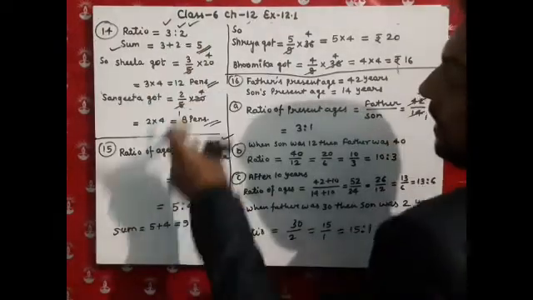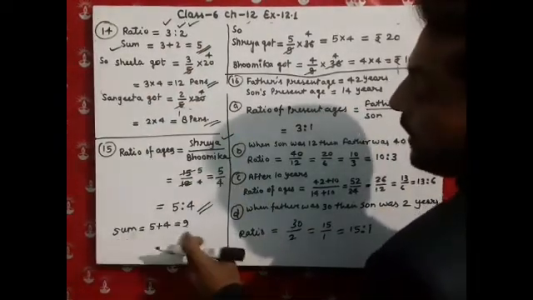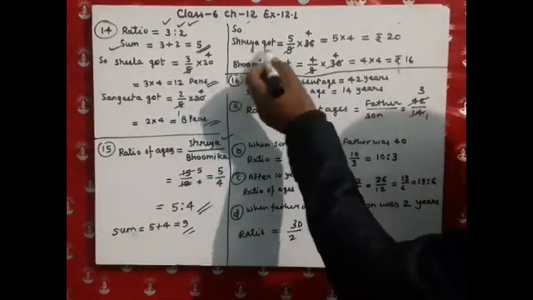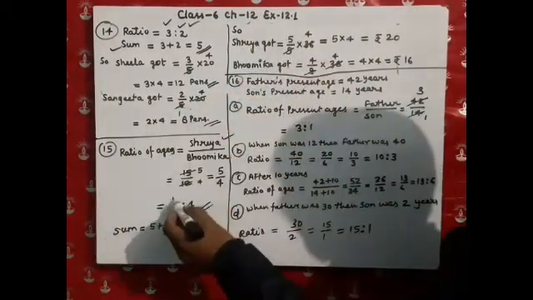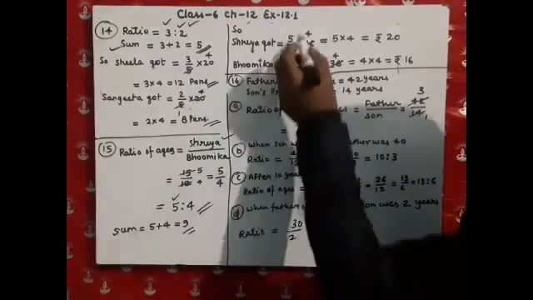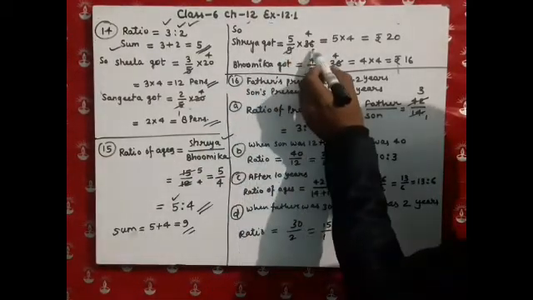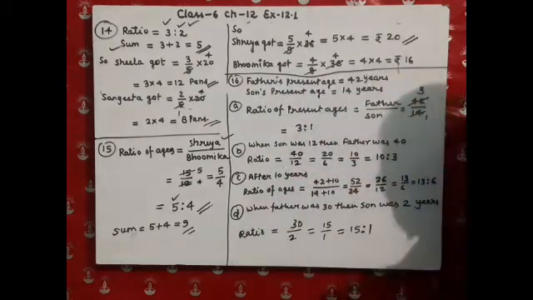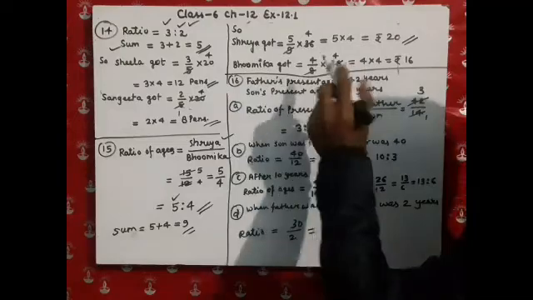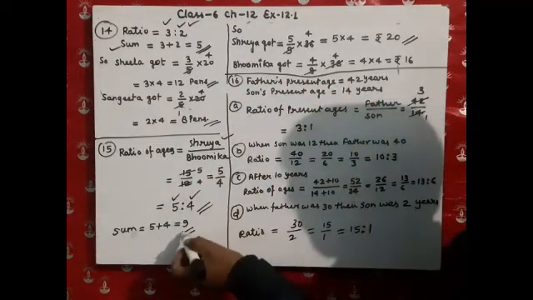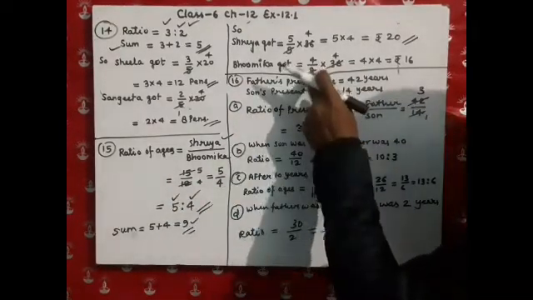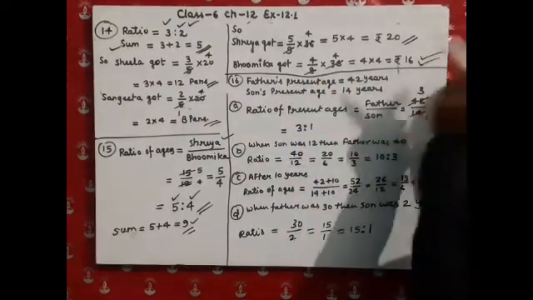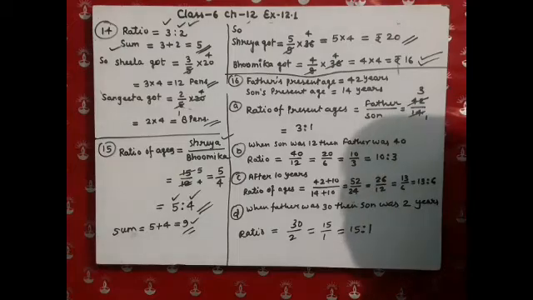Now again, similarly to question number 14, we have to find the sum. So 5 plus 4 becomes 9. Now Shreya got 5 parts out of the total 9, so 5 parts out of 9 of 36. So 9 fours are 36, 4 fives are 20. So she got 20 rupees. Now Bhumika got 4 parts out of the total 9. So 4 out of 9 multiplied with 36. Again 4 fours are 16. So Bhumika got rupees 16.